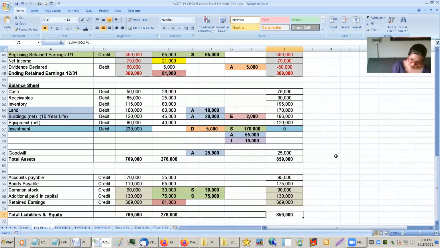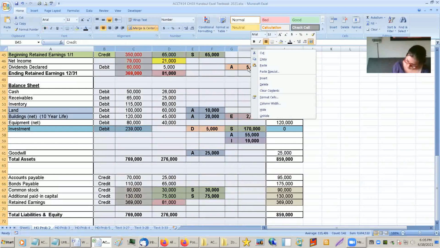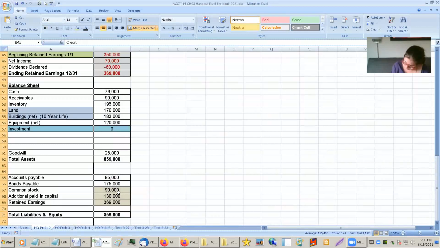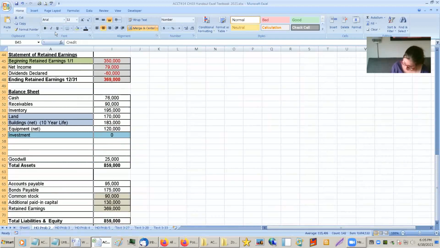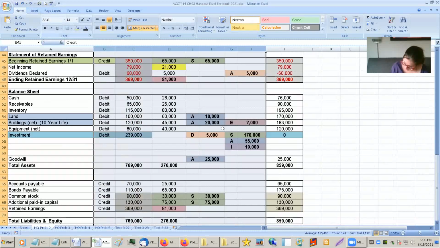So the balance sheet, the total liabilities and equity should always match, right? Yes, these should always match. And this is what we've shown on there, consolidated. But yes, they should always match.